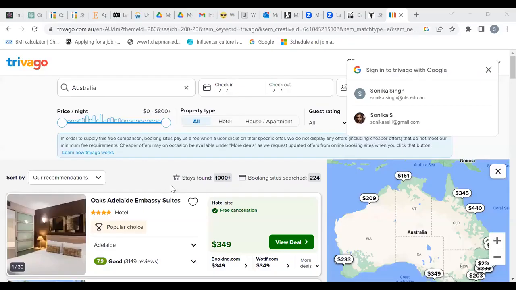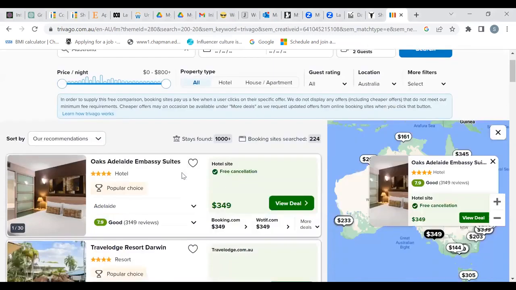Now I'm going to show you another website, which is Trivago. And I'm sure you all have used it at some point of time. So let's take a look at Trivago hotels in Australia. So I haven't keyed in anything right now, but let's just see what is showing up.